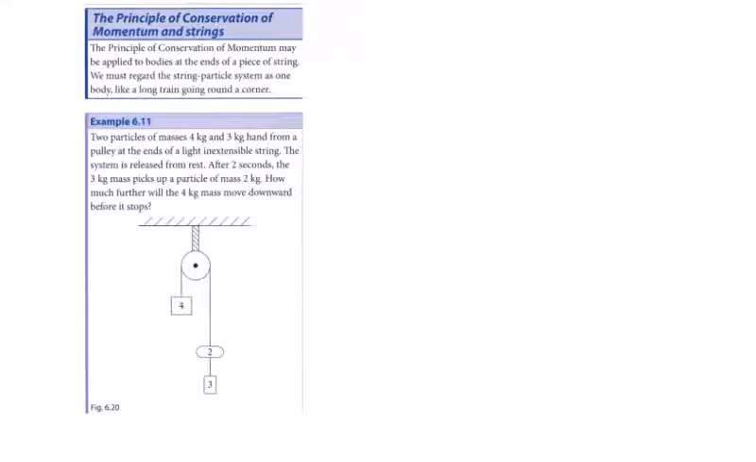Two particles of mass 4 and 3 kg hang from a pulley. So we leave this 2 out at the beginning. The system is released from rest, and after 2 seconds, the 3 kg picks up a mass of 2 kg. So we'll have the principle of conservation of momentum here, and how much further will the 4 kg mass move downward before it stops. So let's start with our equations.